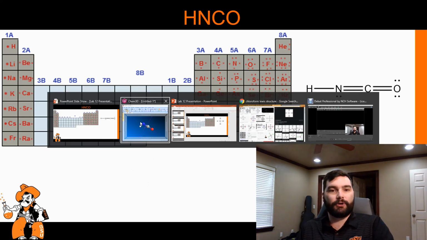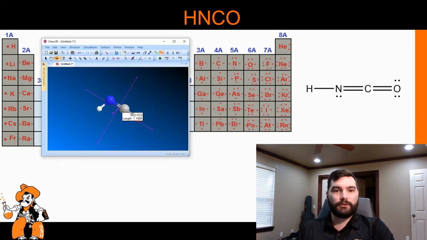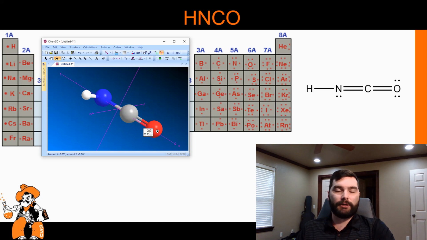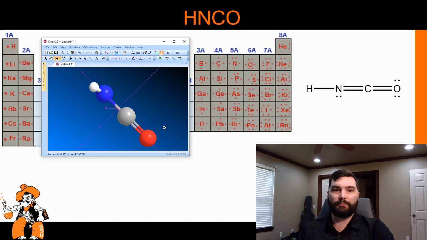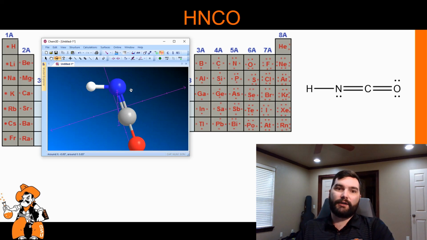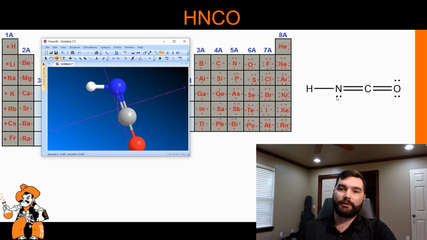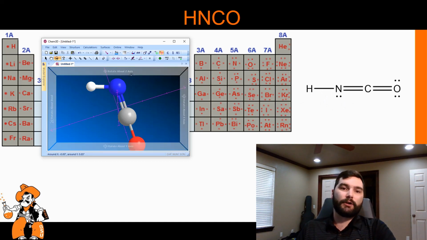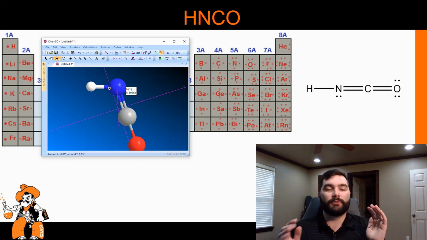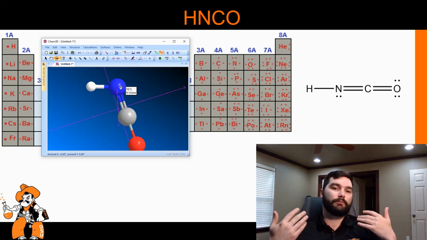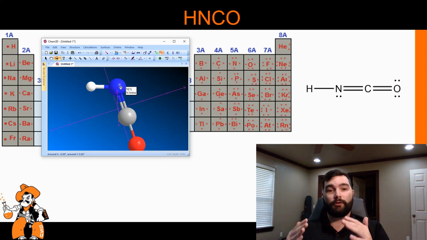So let's just go ahead and bring up the 3D structure of this. You can see that through the nitrogen, carbon, and oxygen, it's totally linear. You can see your double bonds between the nitrogen carbon and oxygen carbon. And you see this hydrogen hanging off at an angle. The reason why the hydrogen is bent at an angle and not in line with everything else is because of this lone pair of electrons. This lone pair is pushing the bonding pairs away from itself, causing the molecule to become bent around this nitrogen atom.